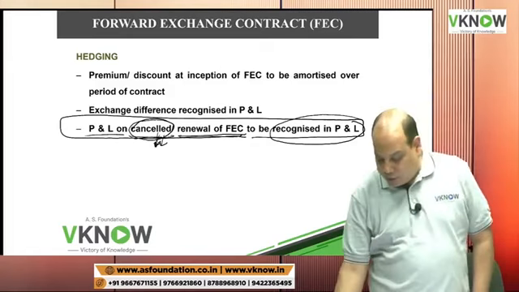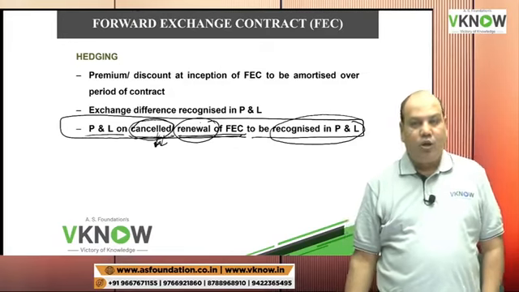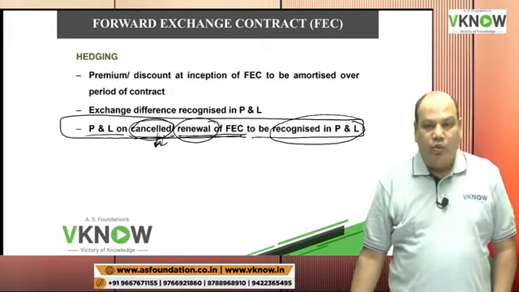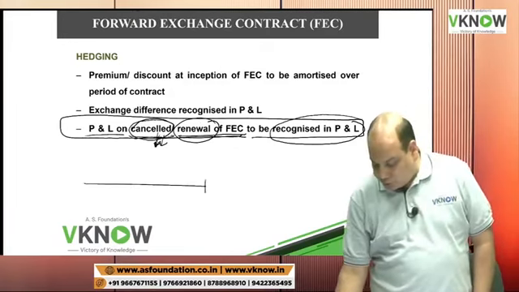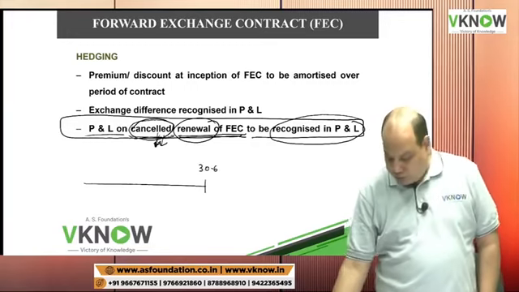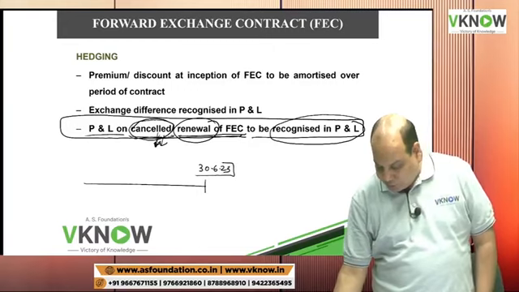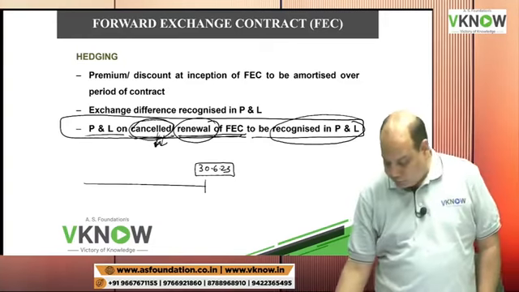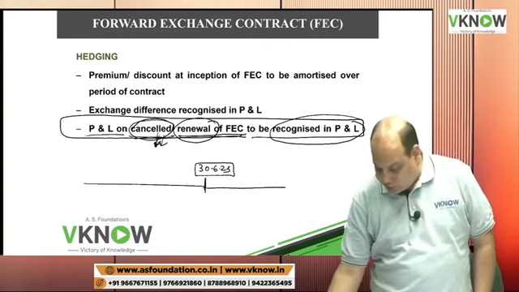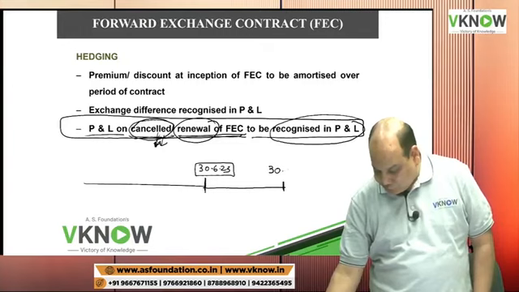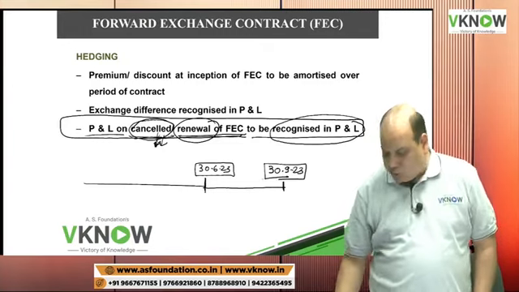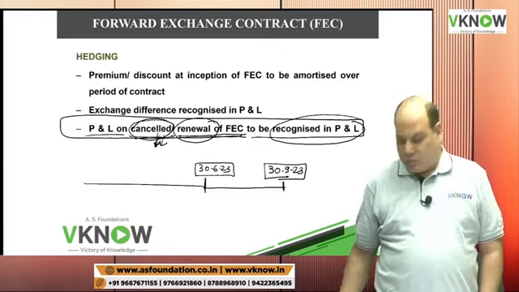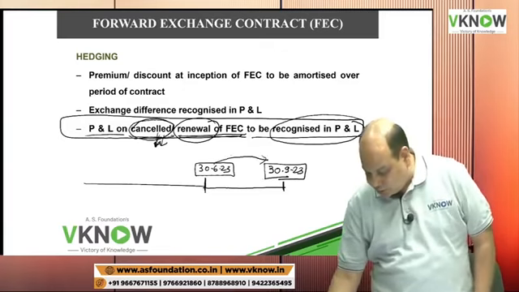Forward contract can be renewed also. My forward contract was supposed to mature on 30th June 23. I go to the forex dealer and I say, please renew it to 30th September 23. Please extend this date by 3 months.